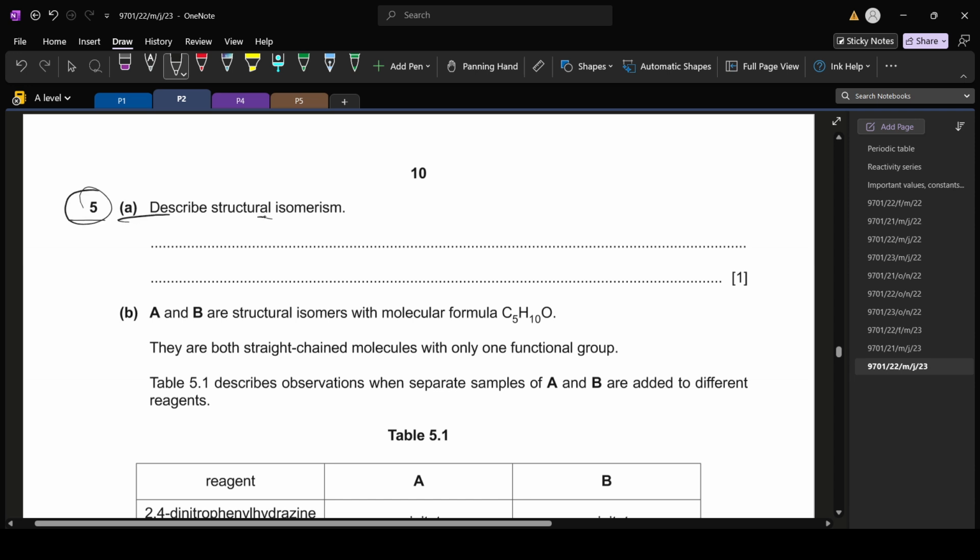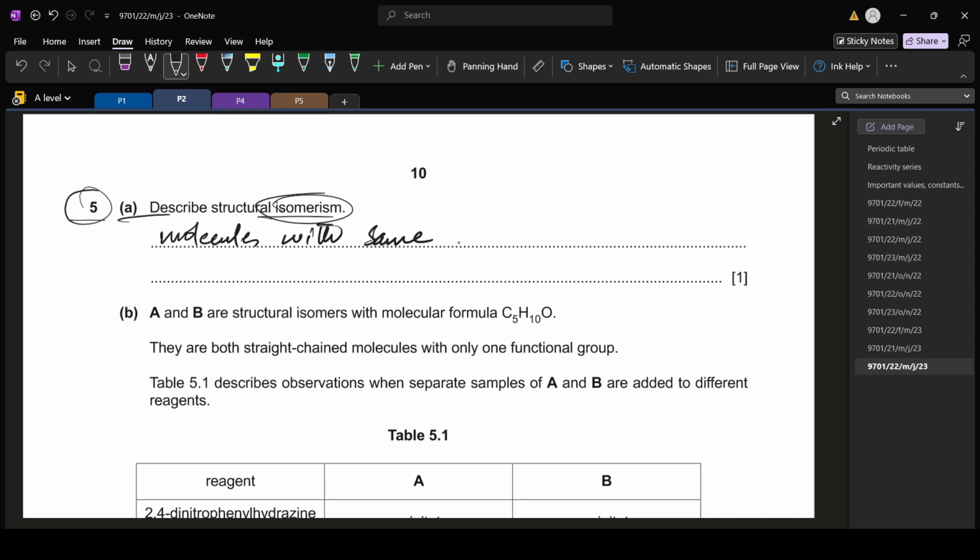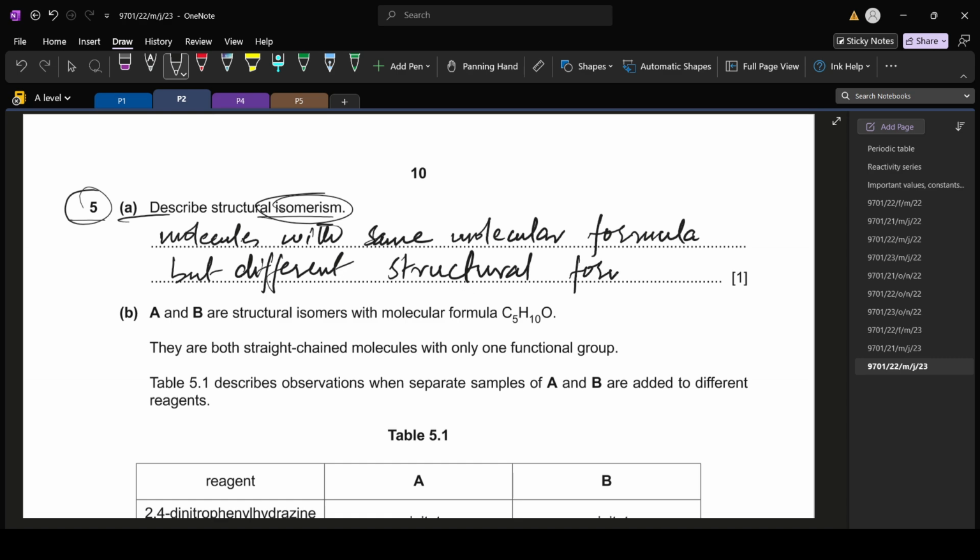Now moving towards the next question. Question number 5, describe structural isomerism. It's actually molecules with the same molecular formula but different structural formula. So these are the structural isomers of each other.